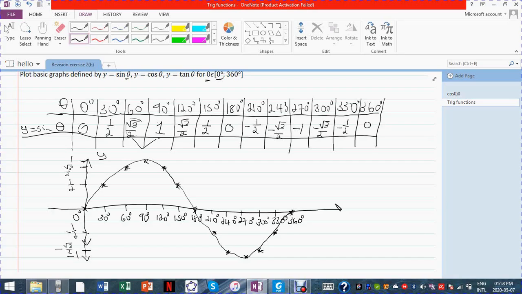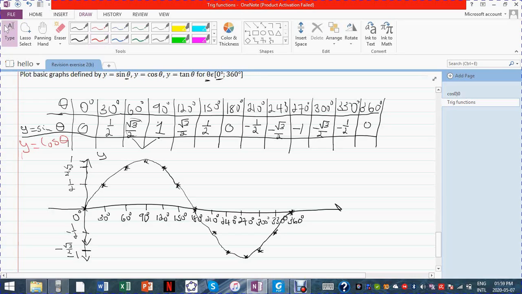So now we can go on and look at the basic cos graph. Now we can just plot it on the same coordinate system, just to be quick, and use a different color. Alright, so let's rather use a different color. So now here y equals cos theta.